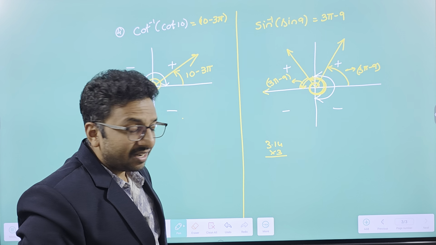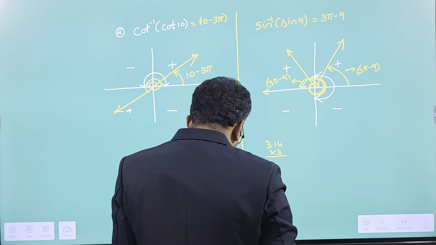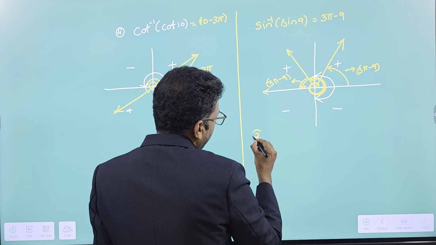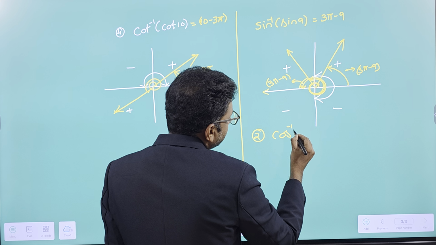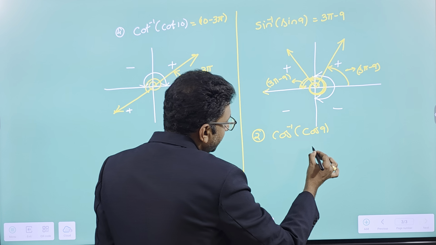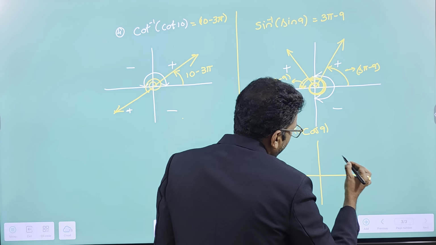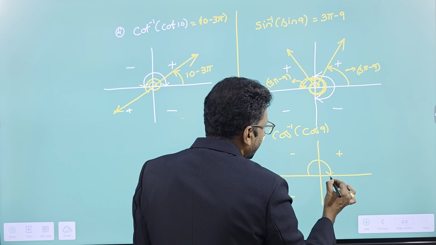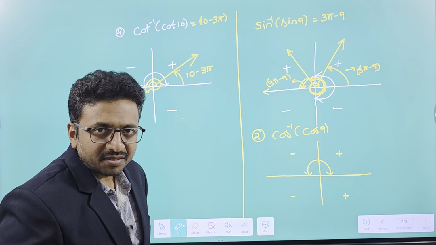So I hope this is clear. Now, what is cos inverse of cos 9? So let us go for cos inverse of cos 9. Let us draw the quadrant diagram: plus, minus, minus, plus. So this is the quadrant diagram for cos inverse of cos.